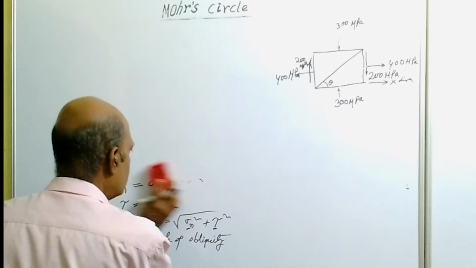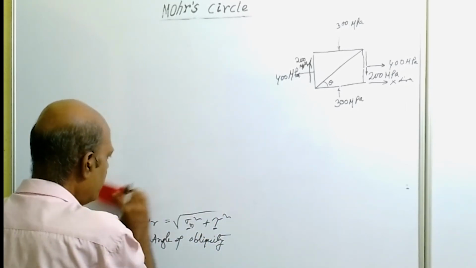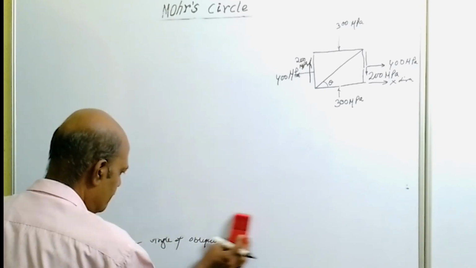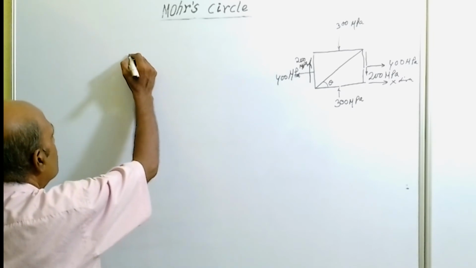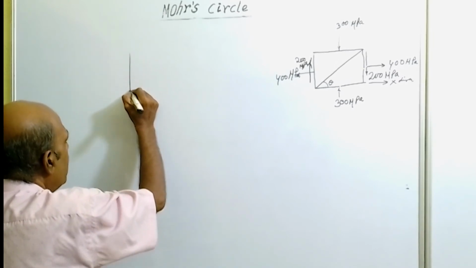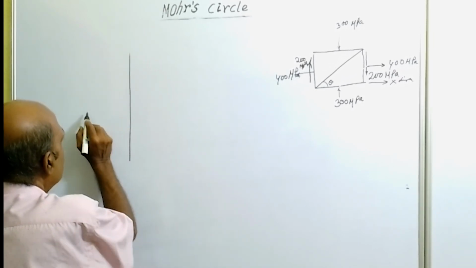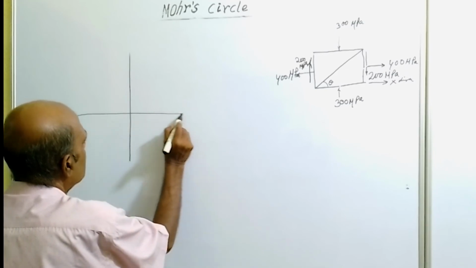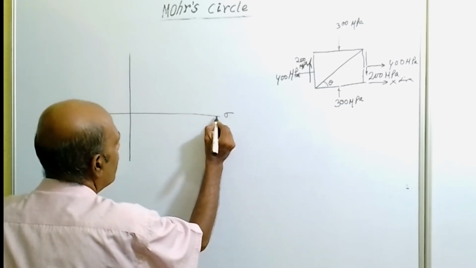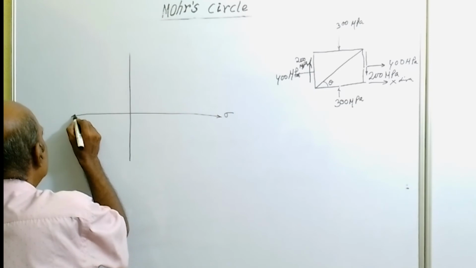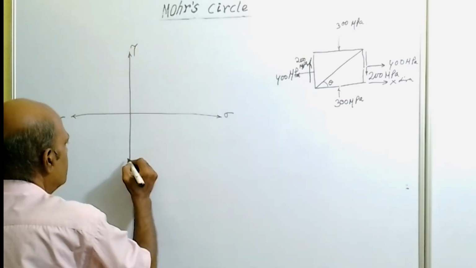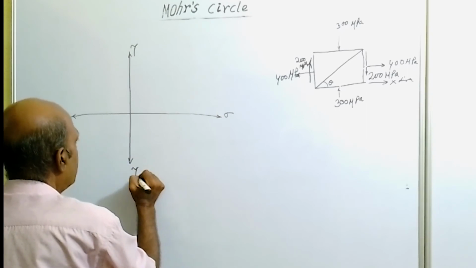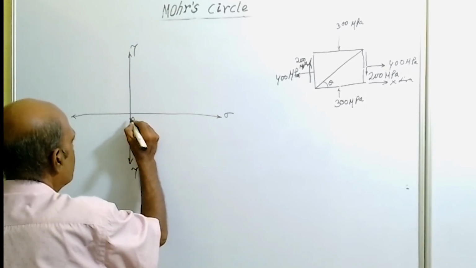Now we have to solve this problem by drawing the Mohr circle. So let us start to draw the Mohr circle. First we have to draw the axes. Say this is the tau axis, and this is your sigma axis. So I am marking the sigma axis, and this is your tau axis, and this is your origin.